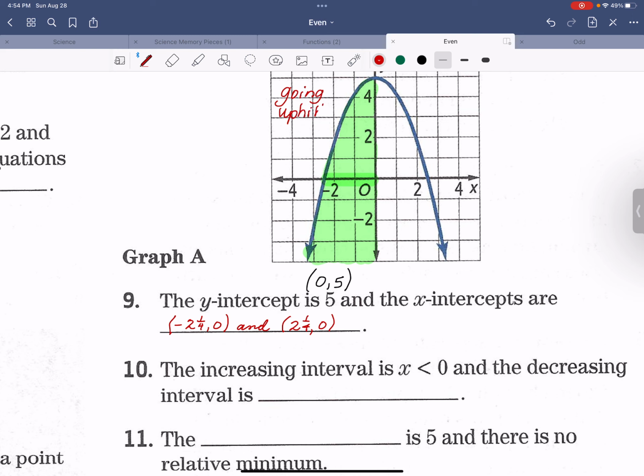That's called an increasing interval. So when the x's are below 0, you're going uphill. When the x's are above 0, what's happening? You're coming back downhill. So the decreasing interval is this yellow half of the parabola. When your x's are bigger than 0, they're above the origin, you're going downhill. So that's what the problem is getting at. When the x's are to the right of origin, you're going downhill. So the answer here is the x's are to the right of origin.